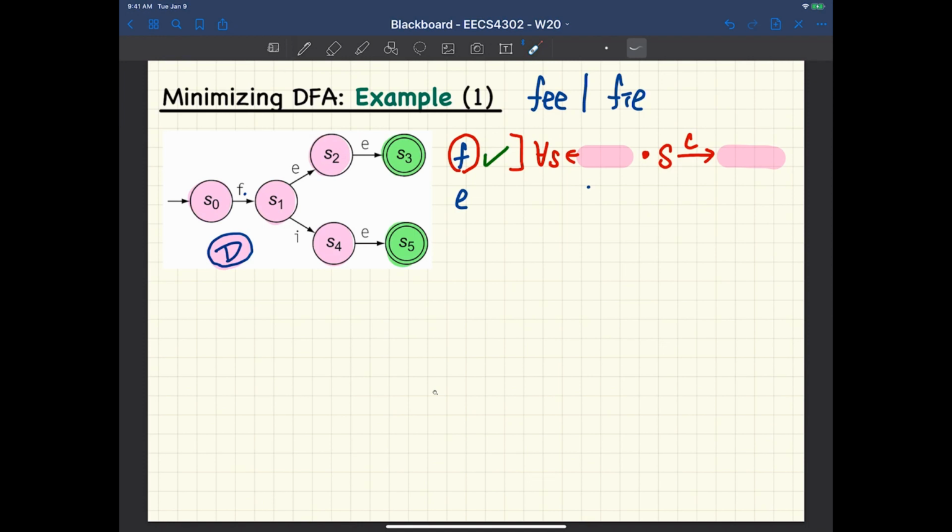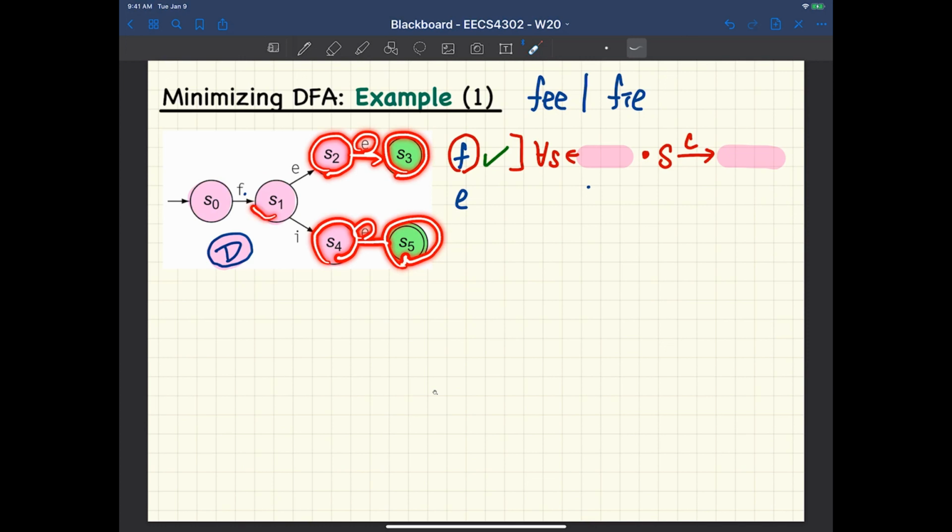I'm thinking aloud. In order for me to decide as far as E is concerned, I know that for S2, by taking E, it's going to lead me to S3. For S4, by taking E, the same partition. So now, these two should be split out if the other states will lead to a different partition by taking E. That's the case. Let me just finish this, and then I'll come to your question.